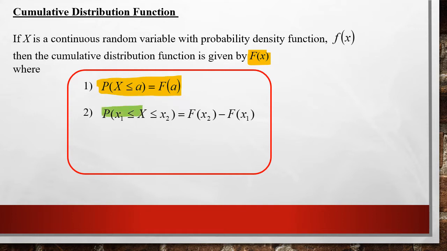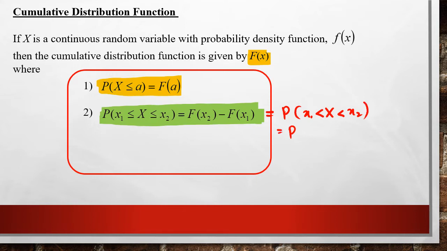Why? Because the probability of x from x1 to x2 is the same as capital F of x2 minus capital F of x1. So for this part, we don't have to care about the equal or no equal sign in the inequality. Why? Because it will be the same. Okay, but for discrete it is important. So this is actually the same as the probability of x not including x1 and x2, or the probability of x not including x1 but including x2, or including x1 but not x2. It will be the same because for continuous we don't have a certain value for a certain x.